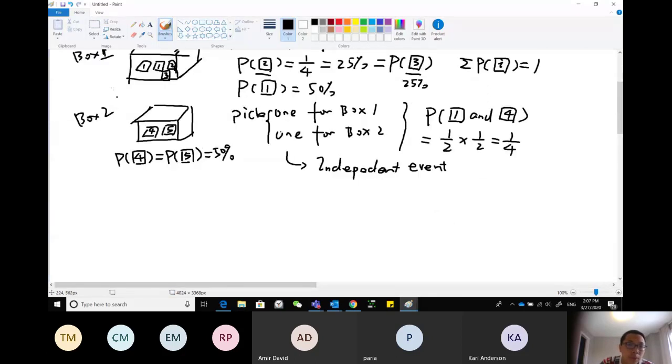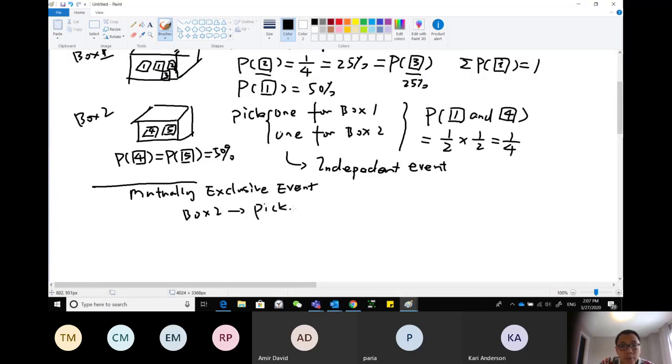So if we go back to the box 2 example here, this is for independent events. Now for mutually exclusive events. So for example, for box 2, you pick a paper from box 2.